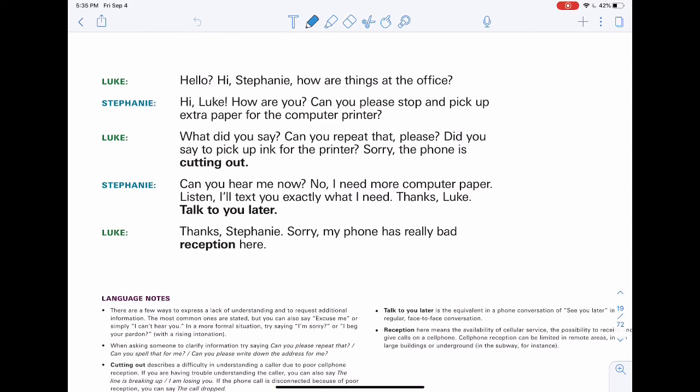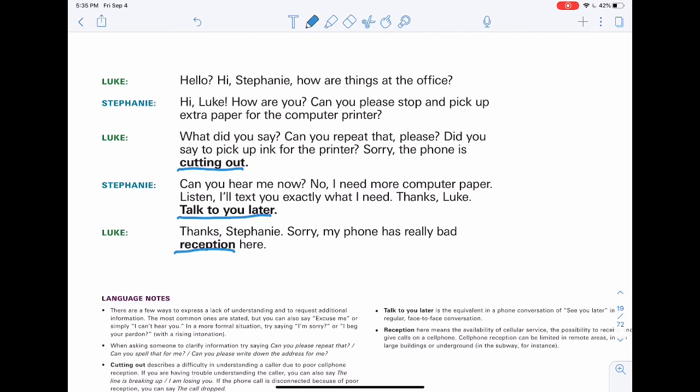What did you say? Can you repeat that, please? Did you say to pick up ink for the printer? Sorry, the phone is cutting out. Can you hear me now? No, I need more computer paper. Listen, I'll text you exactly what I need. Thanks, Luke. Talk to you later. Thanks, Stephanie. Sorry, my phone has really bad reception here.